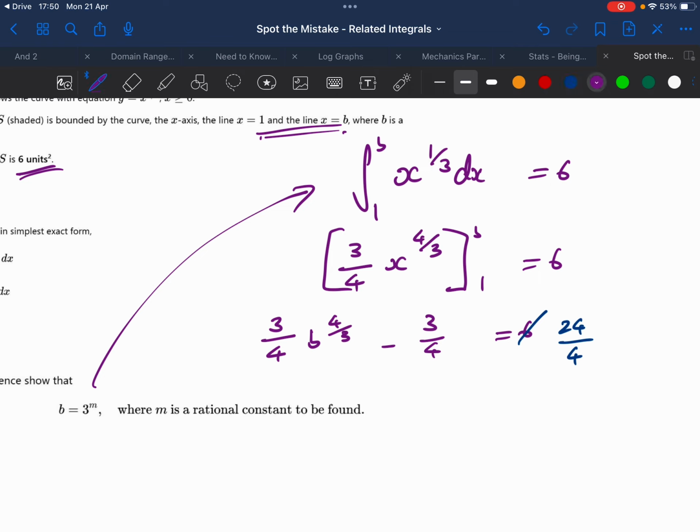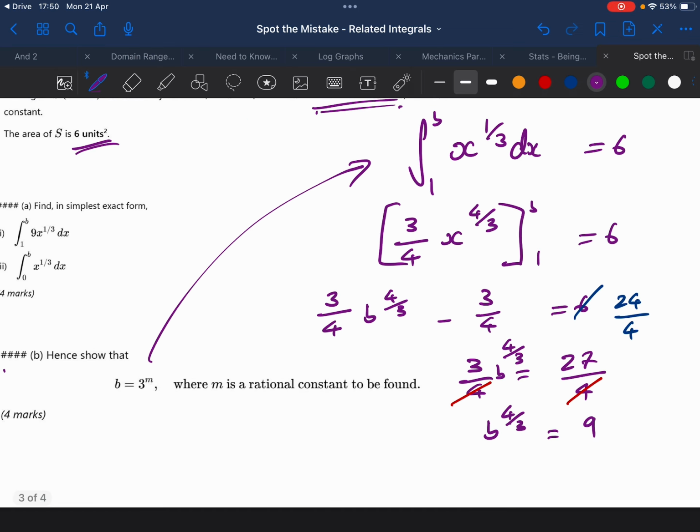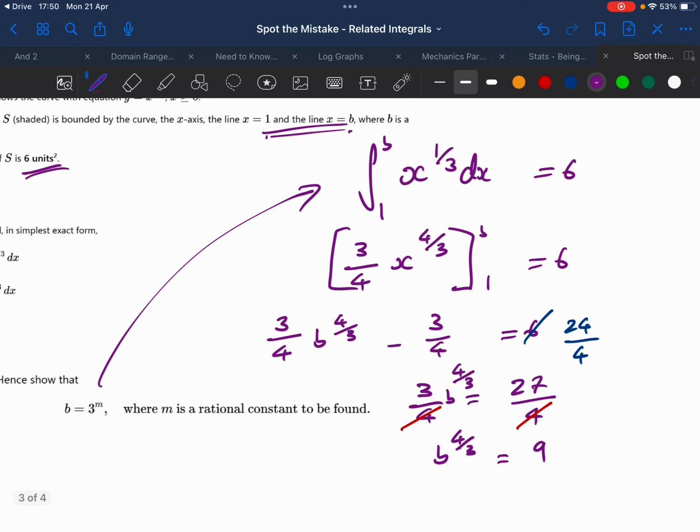Let's add this to both sides and we would get 3/4 b to the 4/3 equals 27/4. Yep. Let's multiply by 4 on both sides to get rid of that one there. Let's divide by 3. So we have b to the 4/3 now equals just 9. And what's the goal? Show that it can be written as 3 to the power of something. Okay, so let's use to the power of 3/4 on both sides. That's a nice trick to use. So b equals 9 to the power of 3/4.